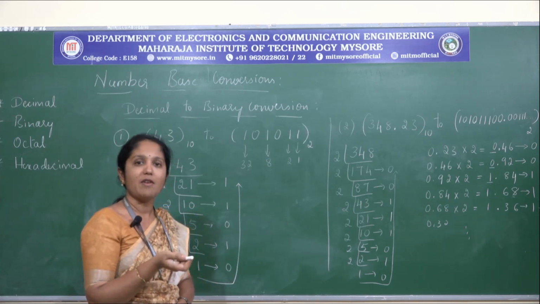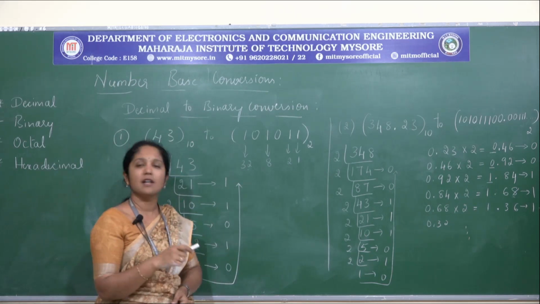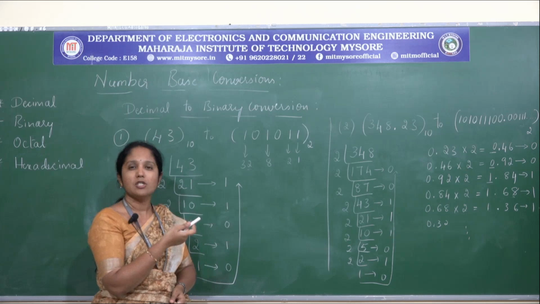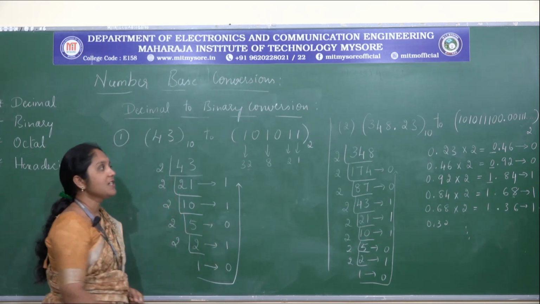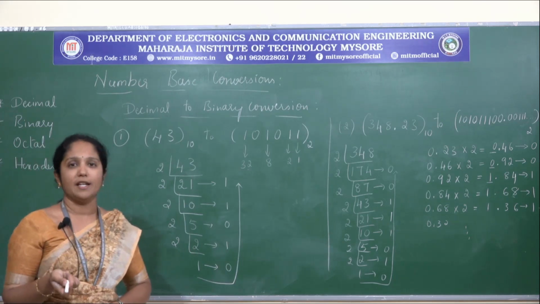Sometimes we will arrive at 0 soon, but in this case, since I have considered 0.23, it is okay, and you can stop up to 4 to 5 digits. Yes, so that is how we convert a given decimal number to binary number.